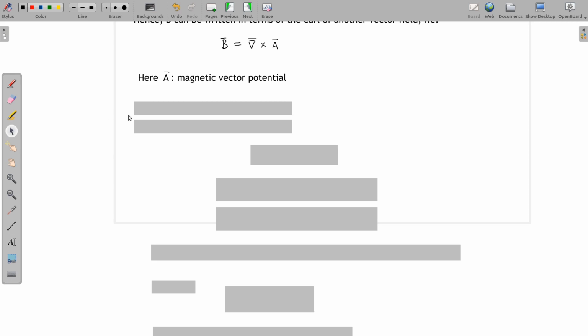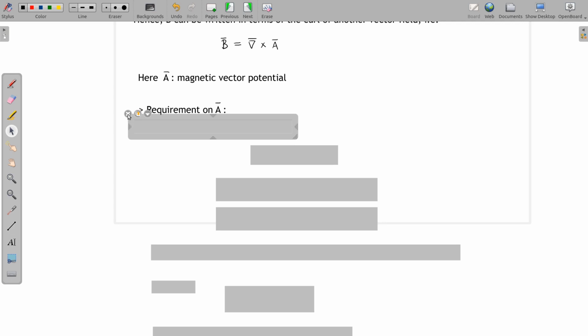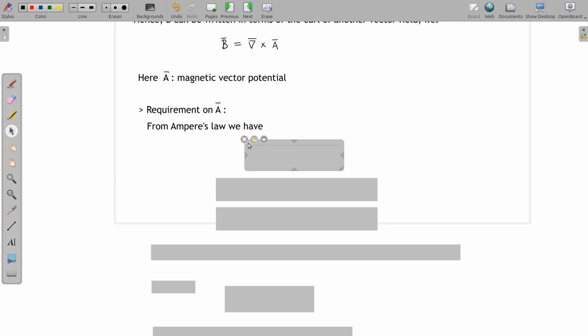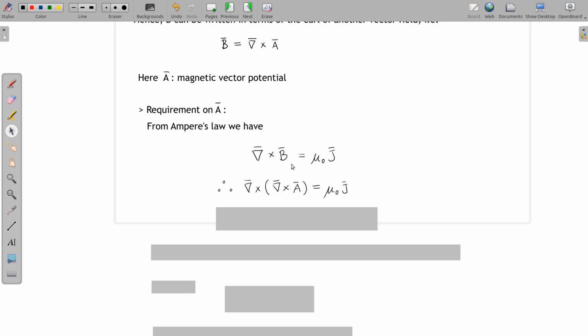So now there is a requirement. We'll find out what is the requirement on A, but here we are only confining ourselves to magnetostatics. The requirement on A can be obtained by considering Ampere's law. What does Ampere's law say? It says that the curl of the magnetic field is equal to mu naught J. So now we can just replace this B with curl of A, and this gives us curl of curl of A is equal to mu naught J.